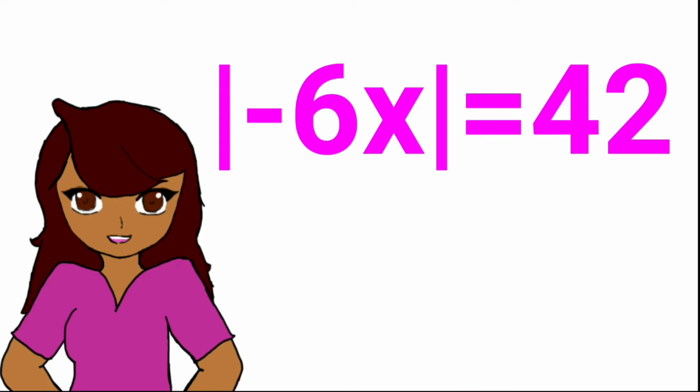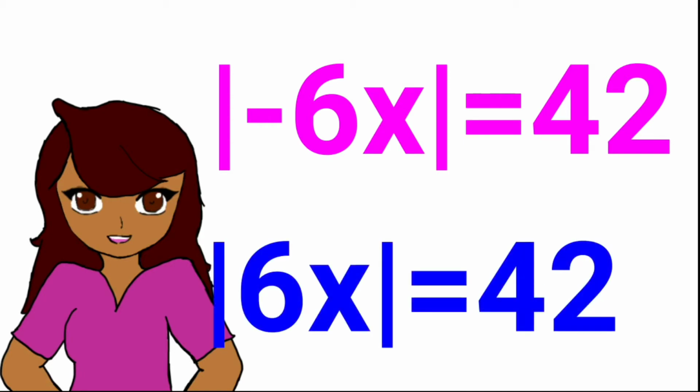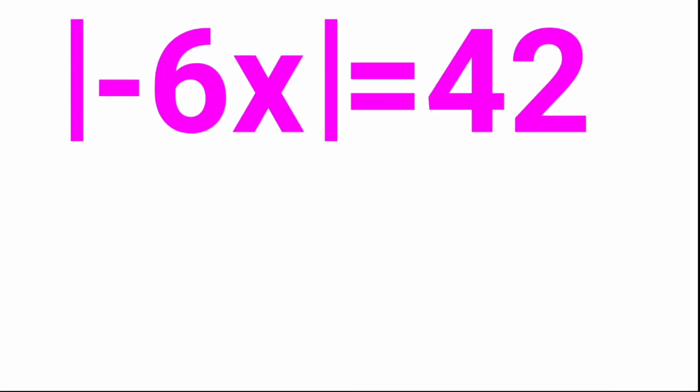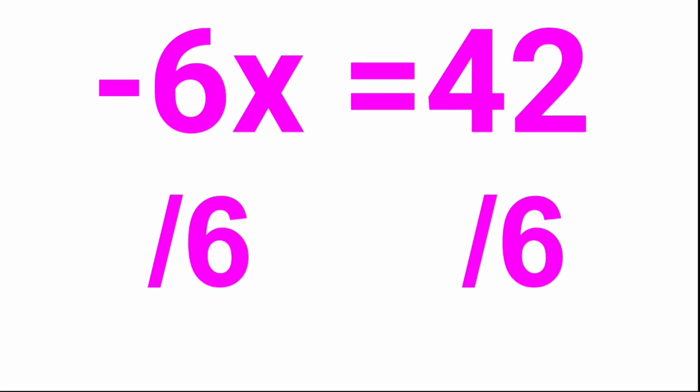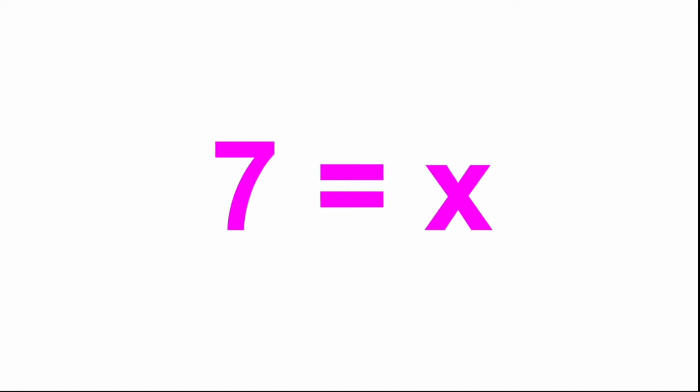This is going to be similar to solving any normal equation, but also slightly different. Instead of having only one answer, there's going to be 2. So let's get to work. First, let's take away those walls. Now we have a simple negative 6x equals 42. Let's work on this one first. We divide by negative 6 on both sides. Now we have an even 7 equaling x.